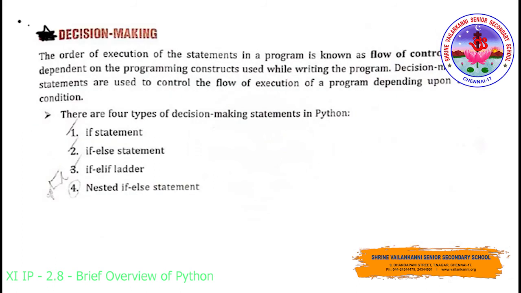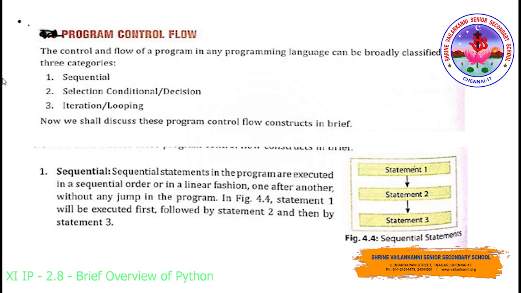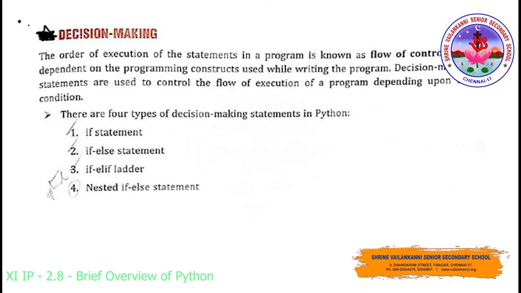Now, regarding the sequential statements, we have discussed a lot. Now the second kind, the decision making statement, is what we are going to discuss. In decision making statements, you have four broad categories. First one is the if statement, the next one is if else, then the if elif ladder, and then the nested if else statement.